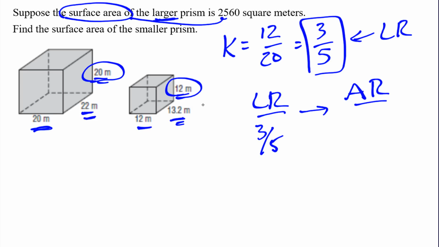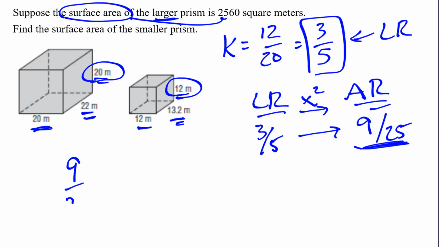I usually put area over on the left. I moved it to the right. It doesn't matter. There's no rule that says going left you do this, going right you do this. You need to be able to convert between length and area accurately. Our conversion going from length to area is to square that length ratio. So if I square that ratio, that becomes 9 over 25. So that's the area ratio that I need to use. So I'm going to set up my proportion using the area ratio because I'm trying to find a missing area, find the surface area of the smaller prism.